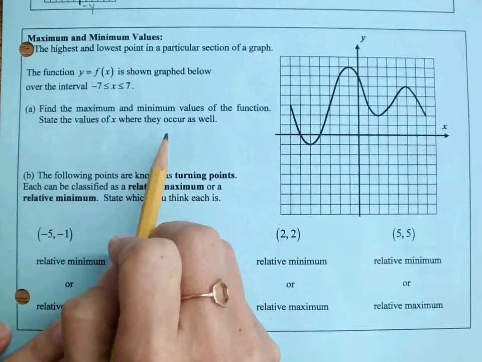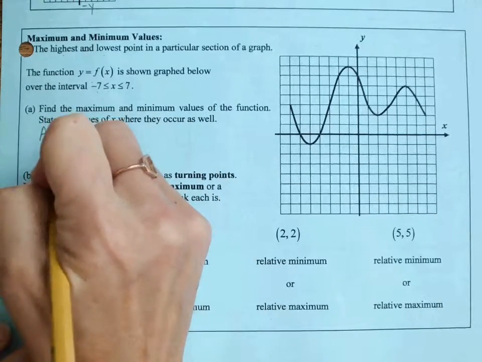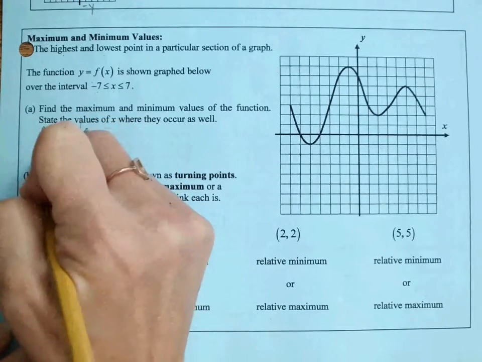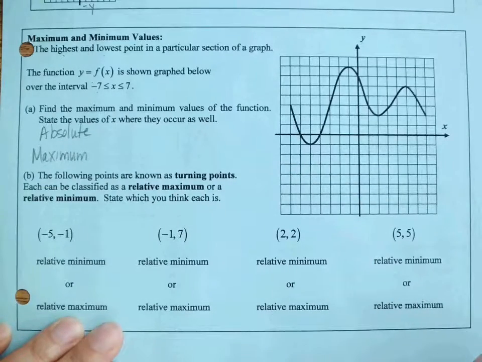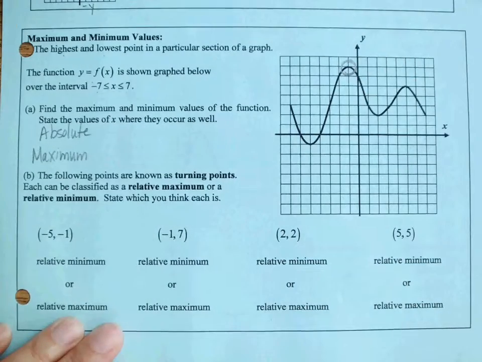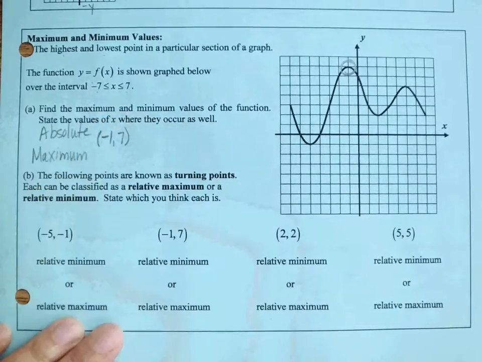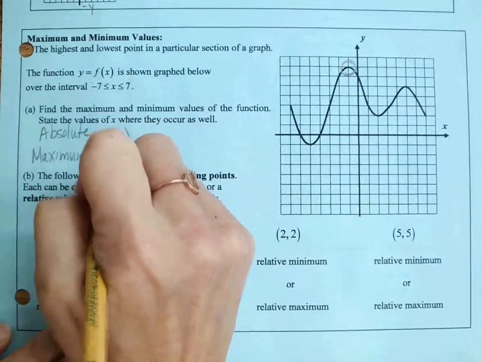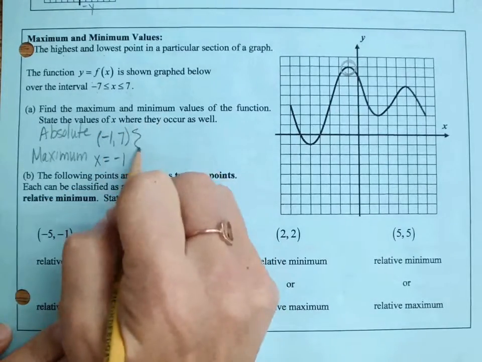So what we're going to do is find the absolute maximum and absolute minimum. And so the absolute maximum, let's write this down. This is going to be your very highest point of the graph. And so your very highest point is right here, and it occurs at (-1, 7). Or we can write down when x is equal to -1. That is your absolute maximum.